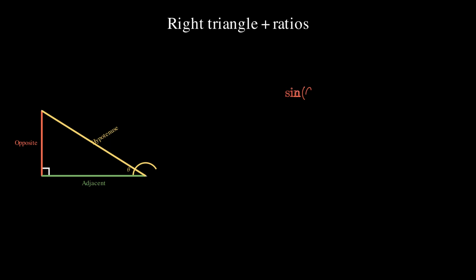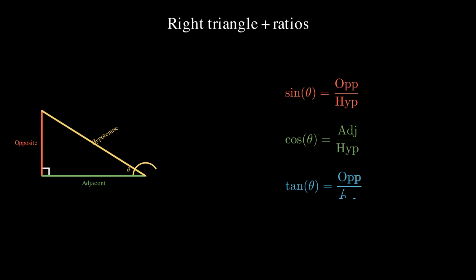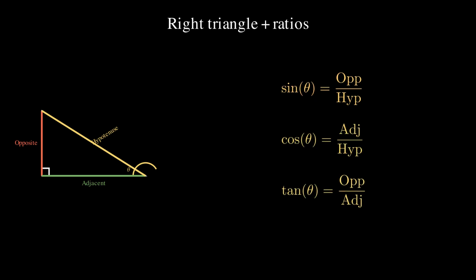SOH, sine equals opposite over hypotenuse. CAH, cosine equals adjacent over hypotenuse. TOA, tangent equals opposite over adjacent. Memorize this. Tattoo it on your brain.